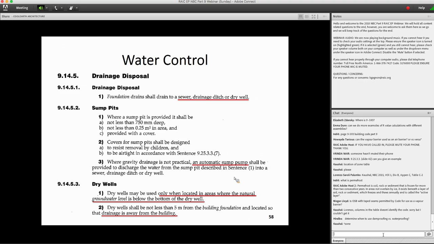And what is a dry well? You need to guarantee that there's no groundwater level that is going to get to that dry well, so you have to be sure that there's no water table coming up. And certainly that drainage has to be away from the building, because you're draining that water and you don't want to have any compromise on the building structure.